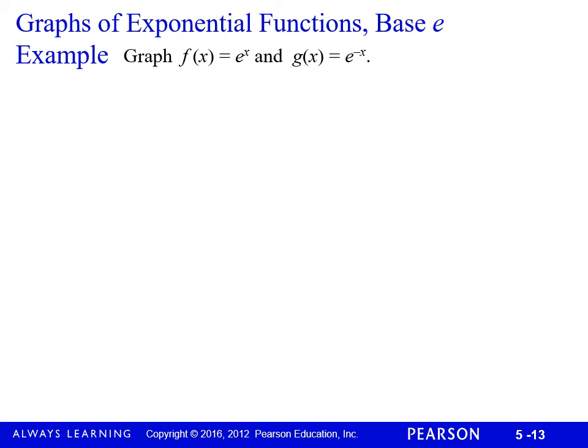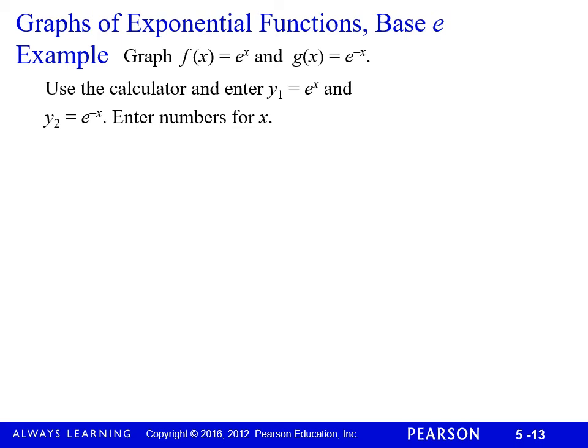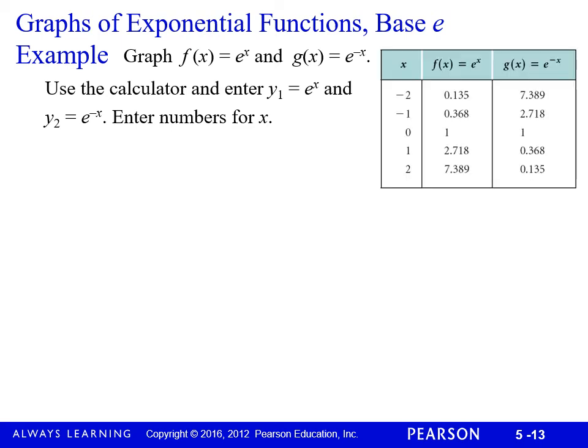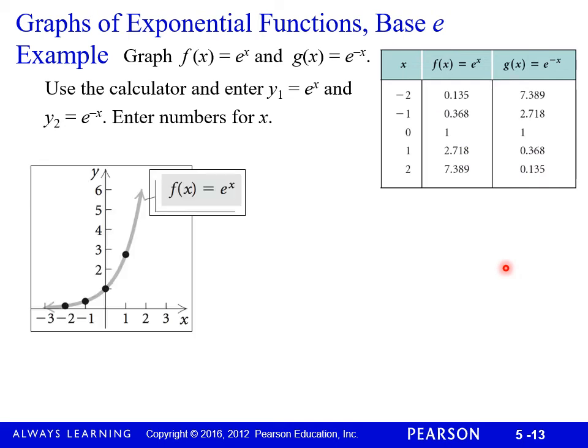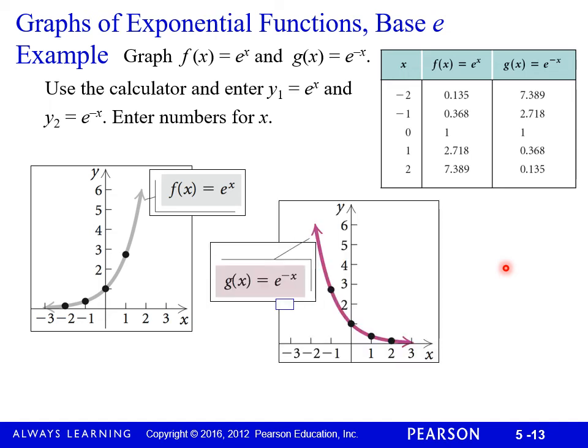Graph f of x equals e to the x and g of x equals e to the negative x. Use the calculator and enter y1 equals e to the x and y2 equals e to the negative x, and then enter some numbers for x. So here we have a little table again that we can see what's going on, e to the x and e to the negative x. This would be in your calculator. You can look at it yourself if you're using your calculator. And here we have our original function, f of x equals e to the x. And here we have g of x equals e to the negative x.